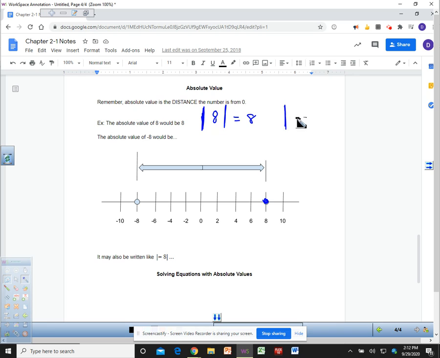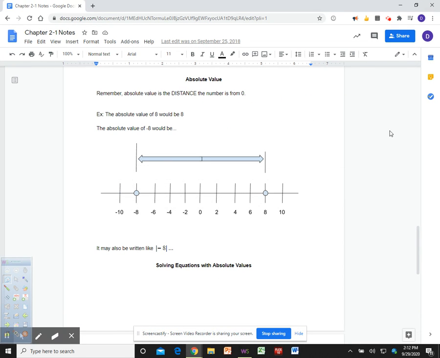Okay? But if I asked you the absolute value of -8, if you look here, -8 is still 8 spots away. So your answer, the absolute value of -8, is 8. And the absolute value of 8 is 8. So absolute values, when you solve them, always become a positive number.